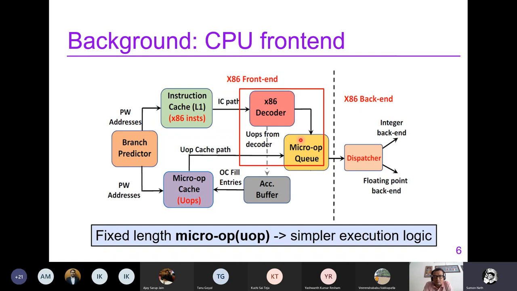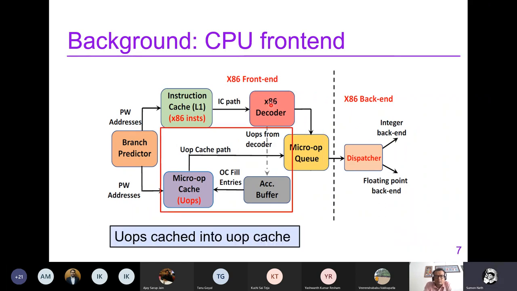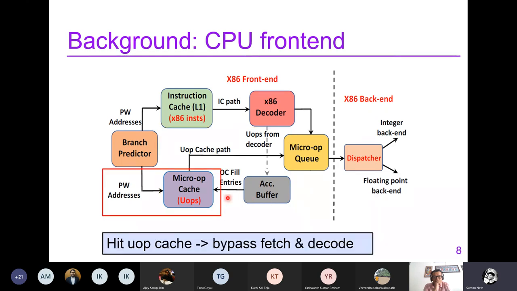So the decoder gets the instructions from the instruction cache. And these instructions are decoded into fixed length micro operations, also called MUOPs. And this is basically done to simplify the execution logic. So next, the decoded micro operations are also cached into a structure called the micro operation cache, or MUOP cache in short. And whenever there's a hit in the MUOP cache, it can directly bypass the fetch and decode logic, which is basically high latency and highly power consuming logic. And this leads to performance improvement and power reduction.